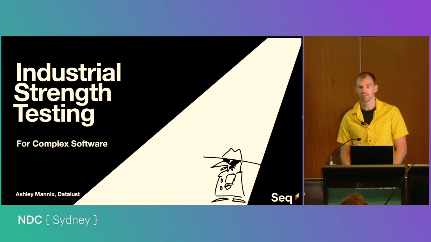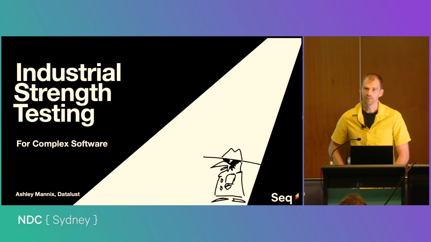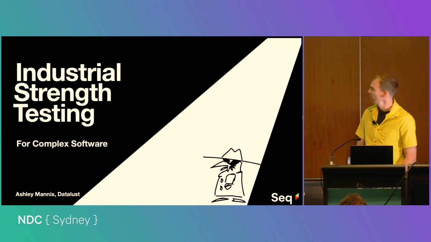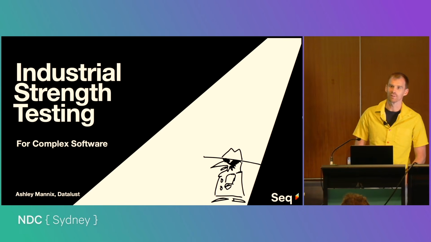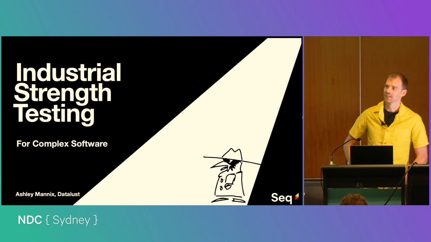Guess we'll kick it all off. So this is industrial strength testing for complex software. Hopefully it should be fairly clear from the slide, and hopefully you're all in the right talk. If not, we're going to lock the doors and make sure you hear about some testing.